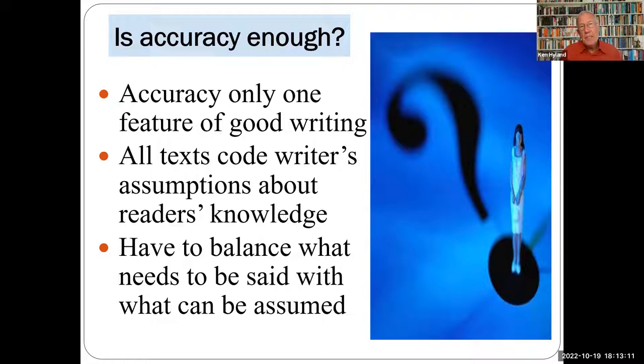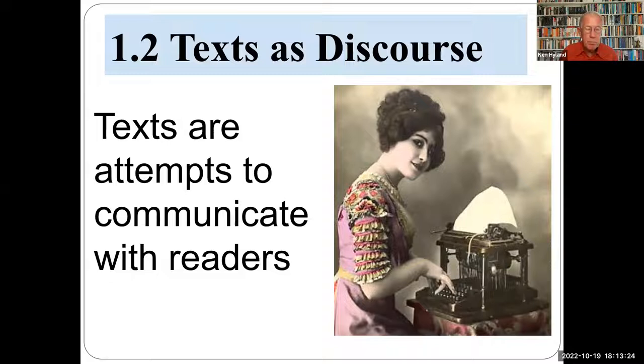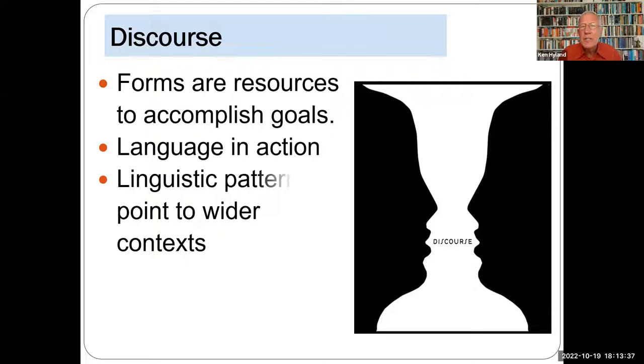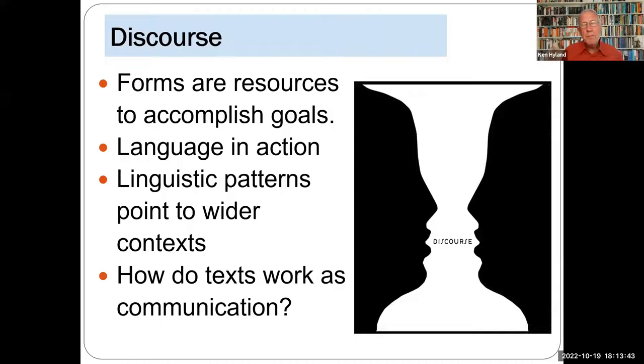be effective. Now, the second text approach is to see them as discourse, the way that we use language to communicate to achieve purposes in particular situations. So here, the writer is seen as having certain goals and intentions, and that the ways we write are resources to accomplish these goals. So instead of forms being independent of context, a discourse approach sees them as located in social actions.